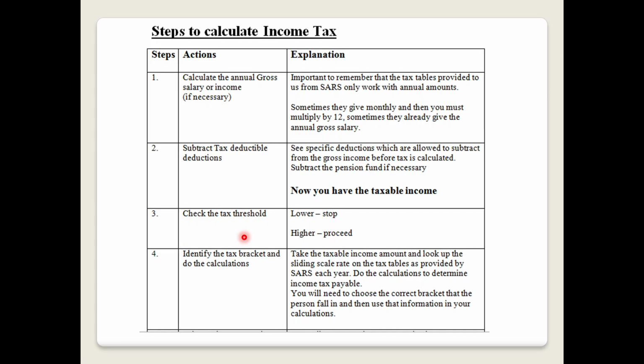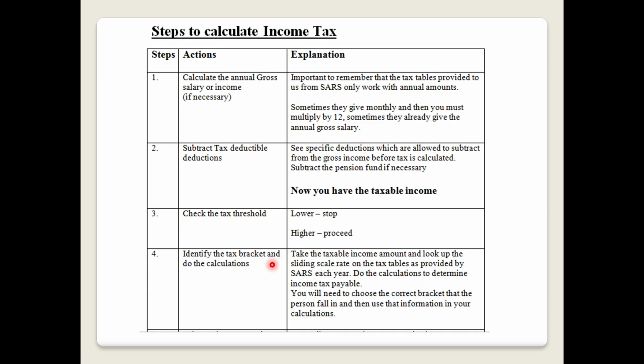We check the threshold. In the tables, they're going to show you the amounts for the thresholds. If you are lower than that amount, you stop. If you are higher than that amount, you proceed, because then you must pay tax. Then you identify the tax bracket and do the calculations.